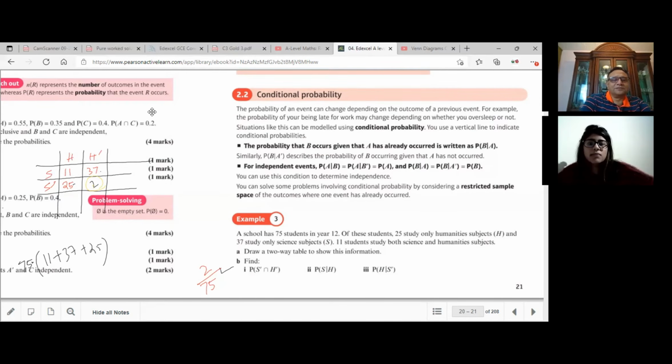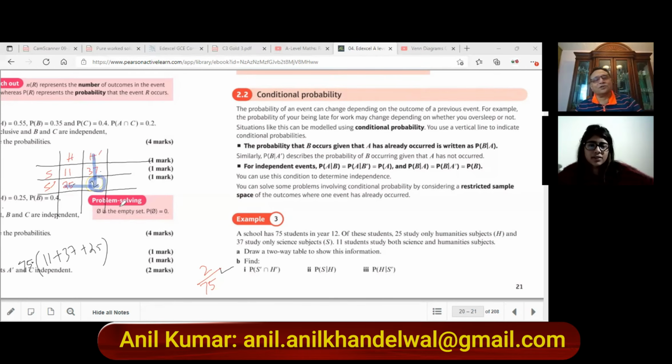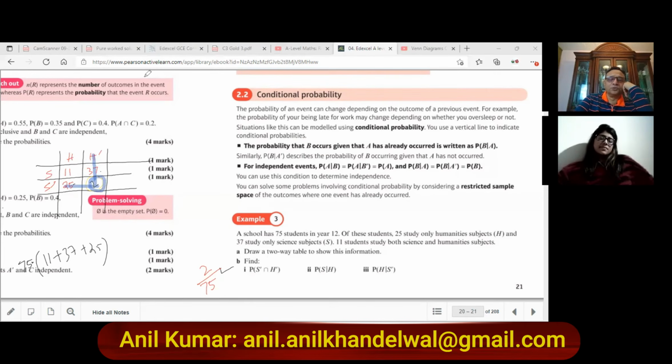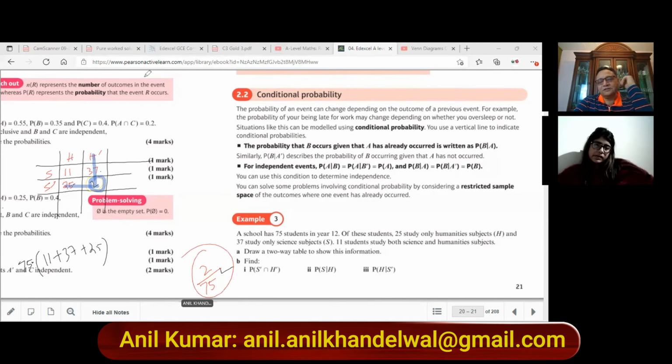Would my method work? In your method, shade S, not S, and not H. What do you get? I like your shading. That is what is common. So it is not S and not H, and that is 2, and that is how you get this value. Is that clear to you? Very clear. Perfect.